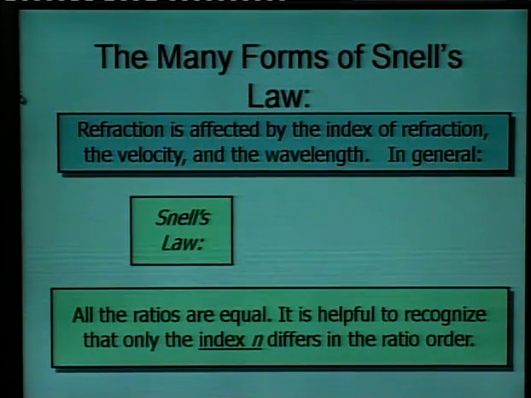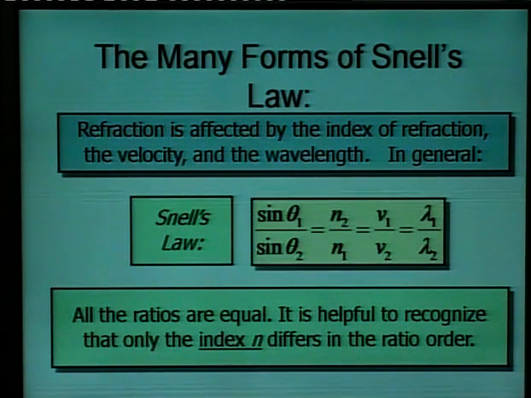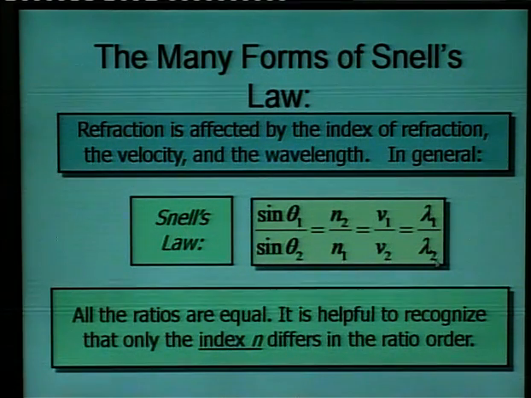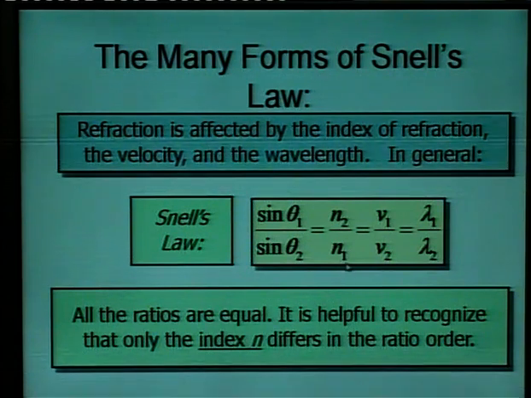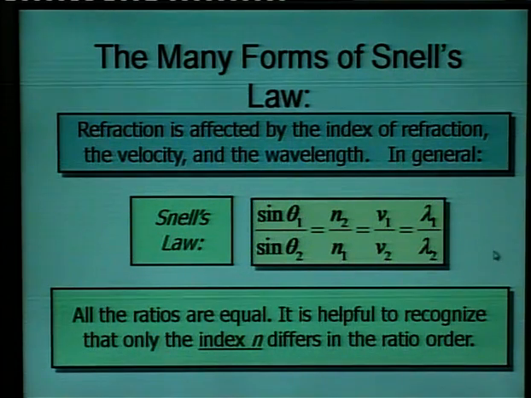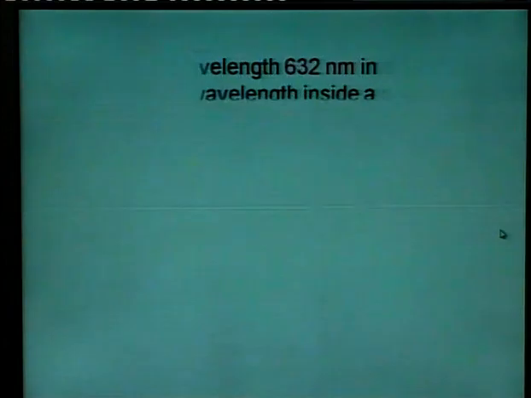So now all three forms of Snell's law are combined here in this slide, the many forms of Snell's law. Refraction is affected by the index of refraction, the velocity and the wavelength. So Snell's law: sin theta 1 upon sin theta 2 is n2 upon n1, is v1 upon v2, is lambda 1 upon lambda 2. Lambda 1, lambda 2 are wavelengths, v1, v2 velocities, n2, n1 are index of refraction or refractive index. So these are the three forms of Snell's law.